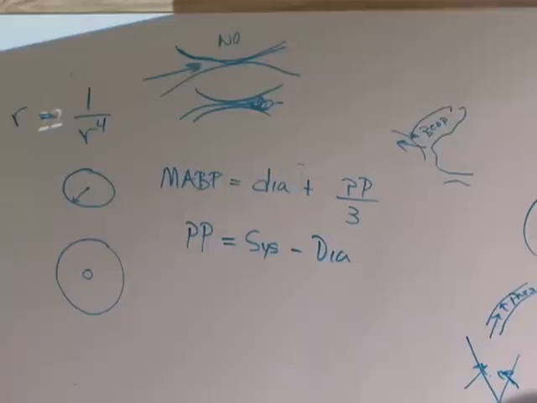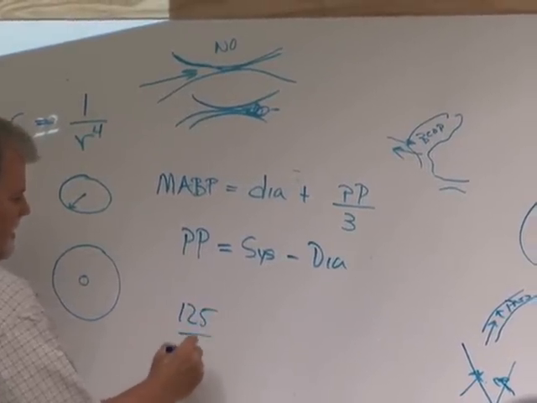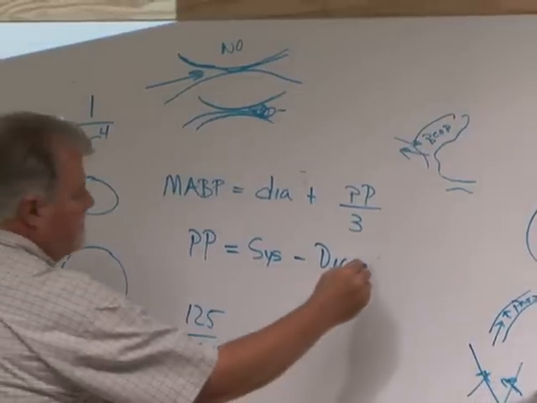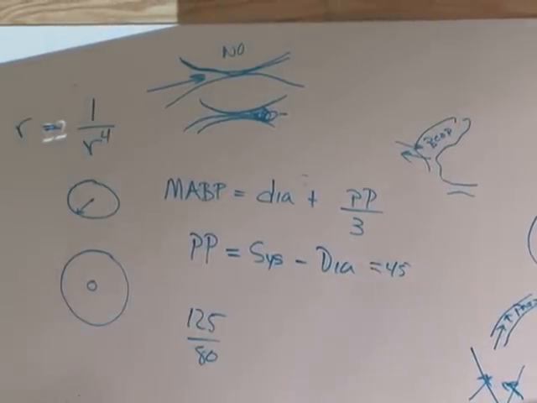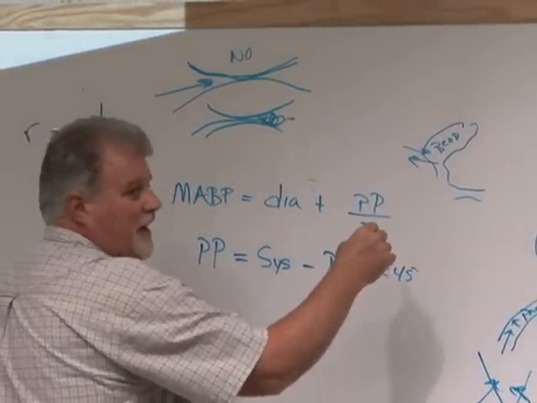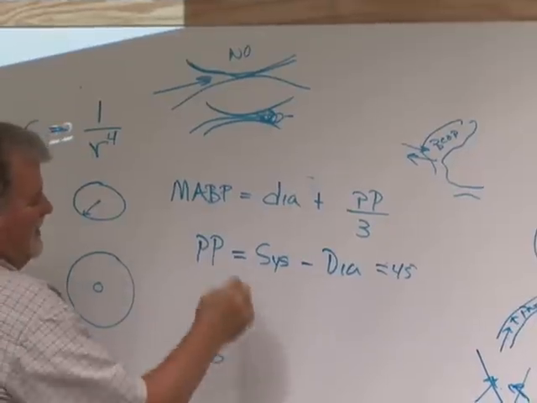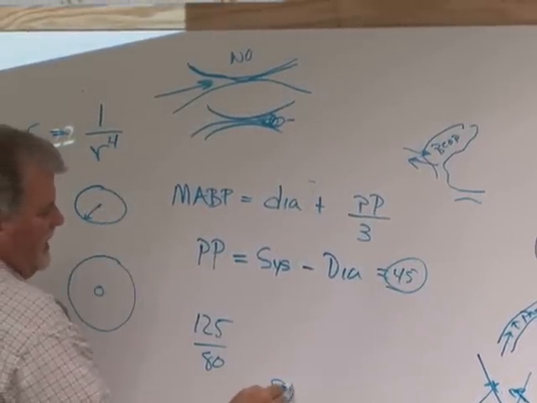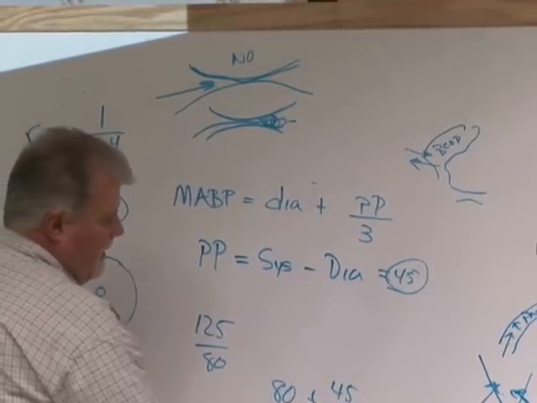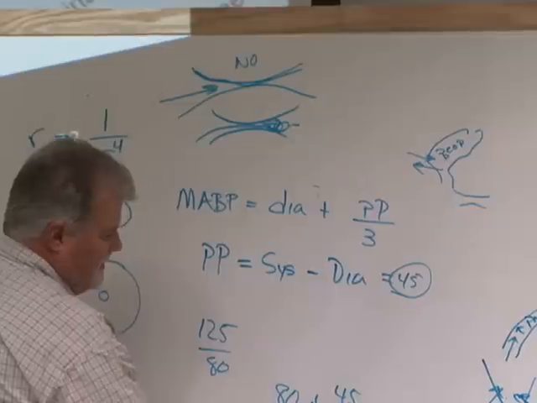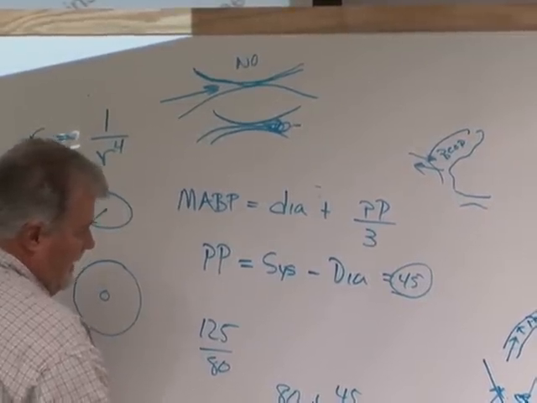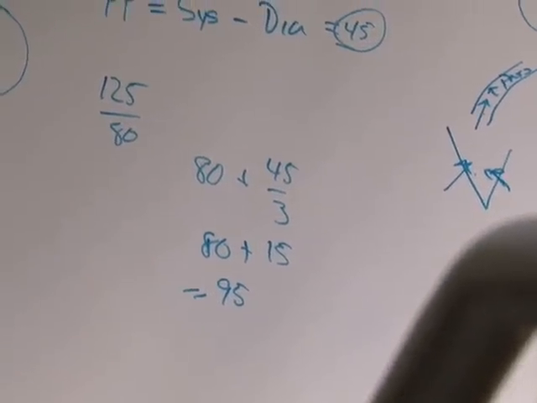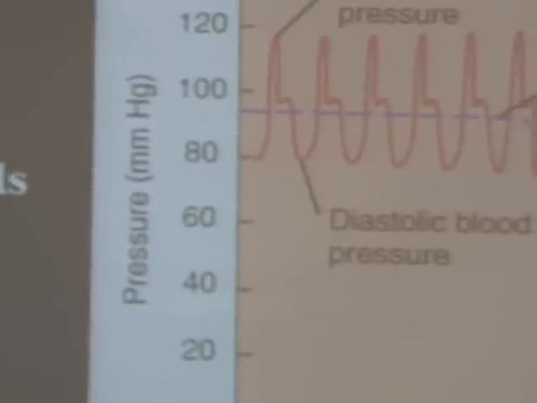If you know somebody's blood pressure, let's say it's 125/80, then their pulse pressure would be the difference, which would be 45. And I just like easy math. This 45 is divisible by 3. So to calculate MAP, if we know pulse pressure is 45 and diastolic blood pressure is 80, it's 80 plus 45/3. Like I said, I like easy math, so that's 15 plus 80. So the mean arterial blood pressure is 85.